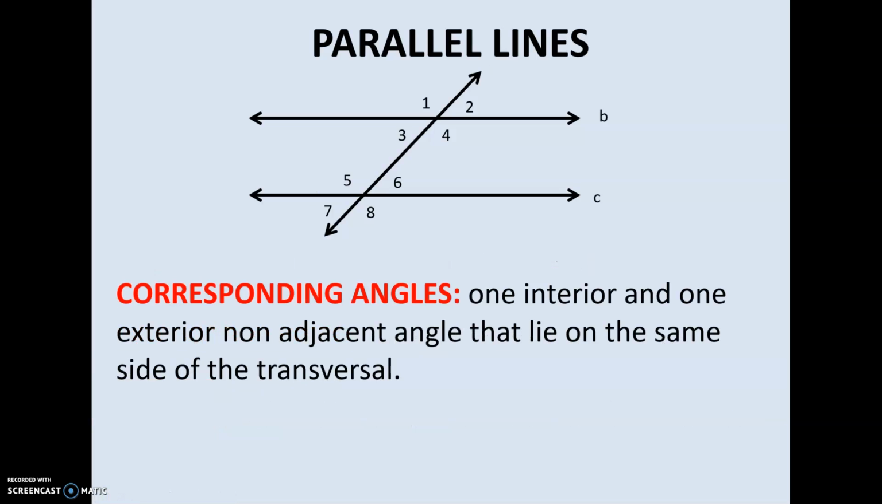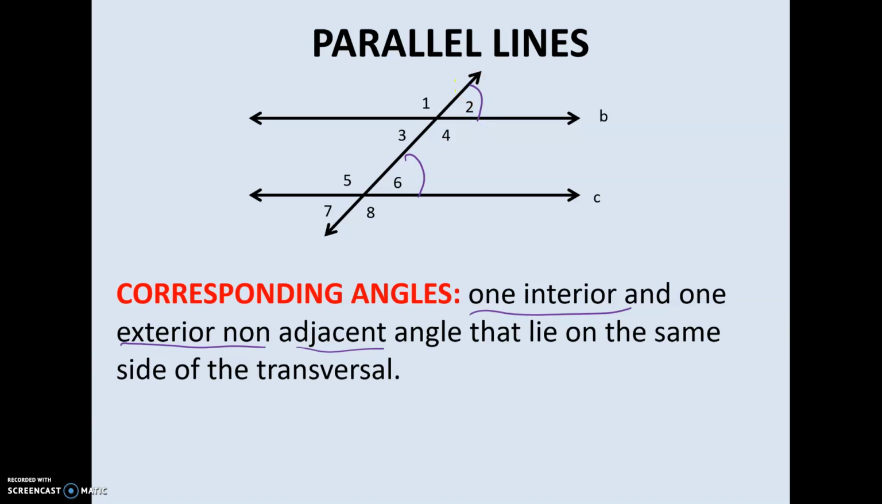Next, we have corresponding angles. Corresponding angles are also formed by your transversal. Corresponding angles have their special angles as well. Corresponding angles have one interior and one exterior that are non-adjacent. That means they're not next to each other. They're on the same side. Okay? So, corresponding angles. So, angle 6 and angle 2 would be corresponding angles.